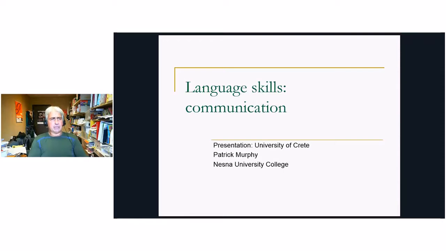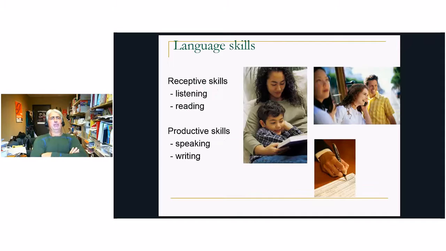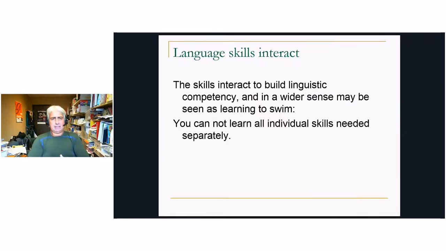Right, language skills is basically down to one single word, and that is communication. We roughly divide language skills into two categories. They are the receptive skills, listening and reading, and also the productive skills, speaking and writing. Now, these skills do interact, and you cannot learn them all separately.